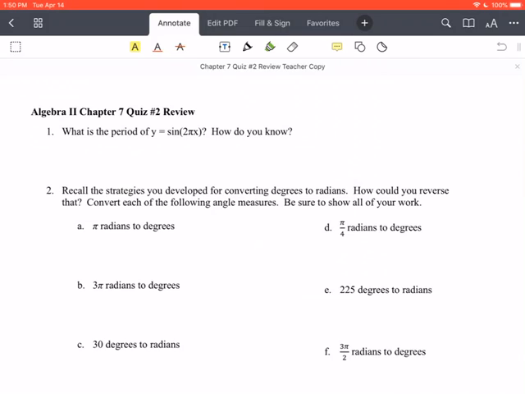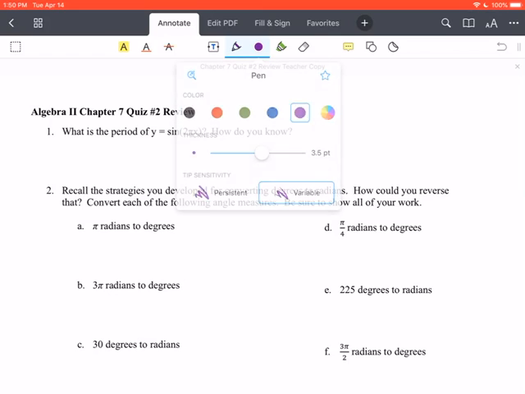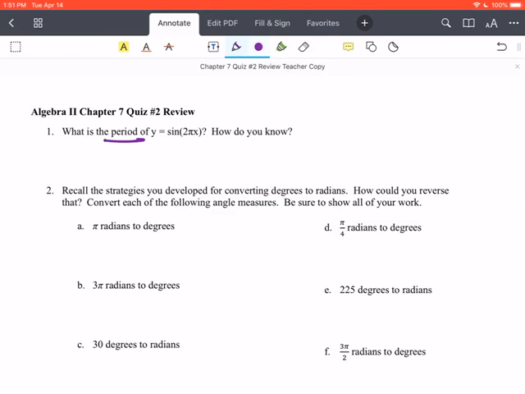Okay, so on number 1, I'm diving right in. It says, what is the period of y equals sine 2 pi x? How do you know? Okay, well, the first thing we need to review is general form of a sine function. y equals a times the sine of bx plus c and then plus d.